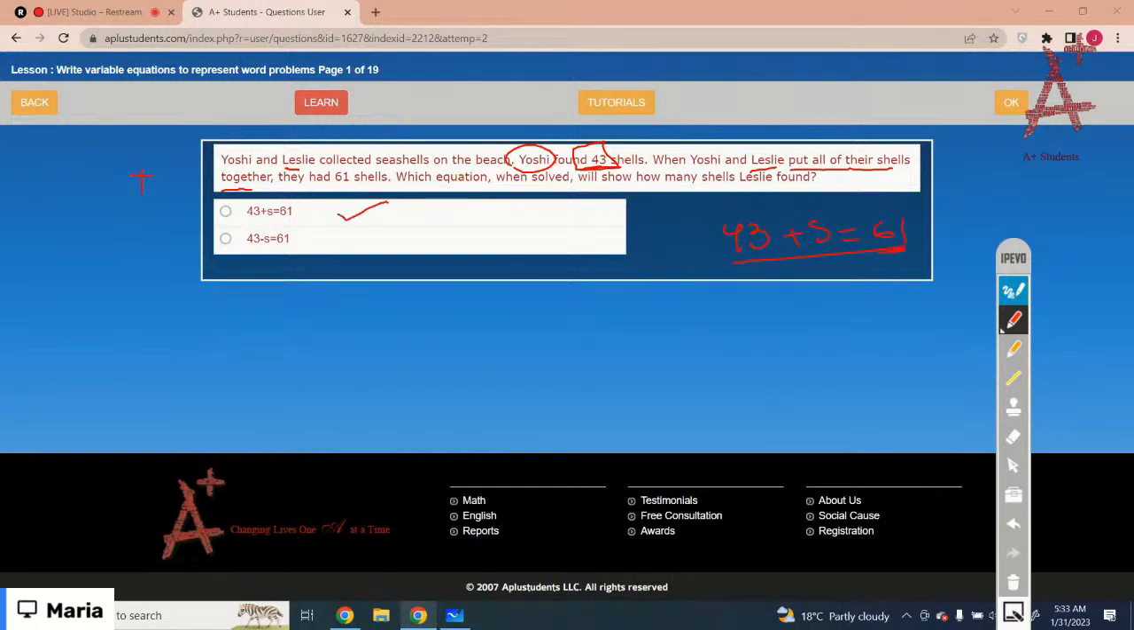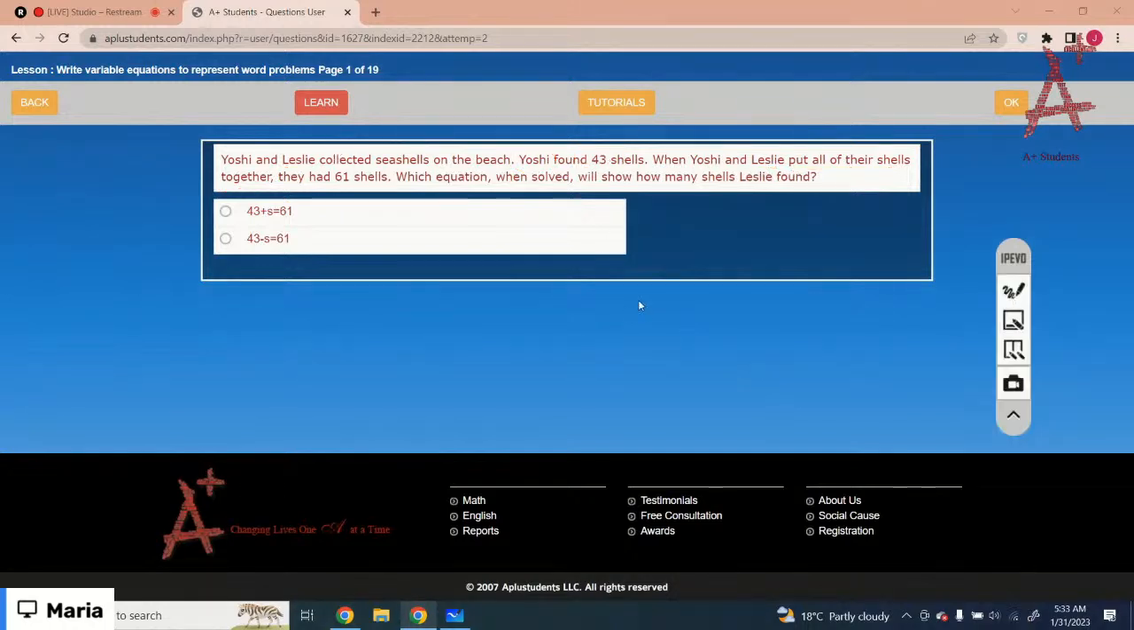Option number 1 is the correct option. You don't have to find the answer. You just have to write down the equation. Got it, everyone? So it is option number 1: 43 plus S equals 61. Got it?